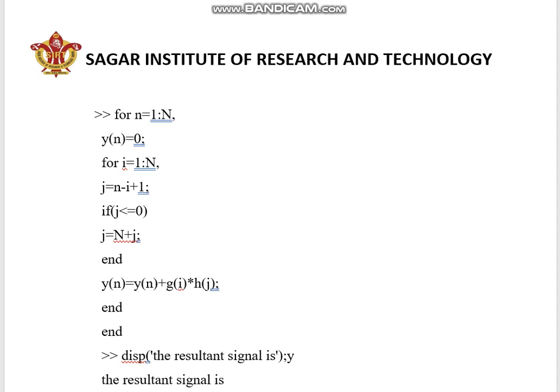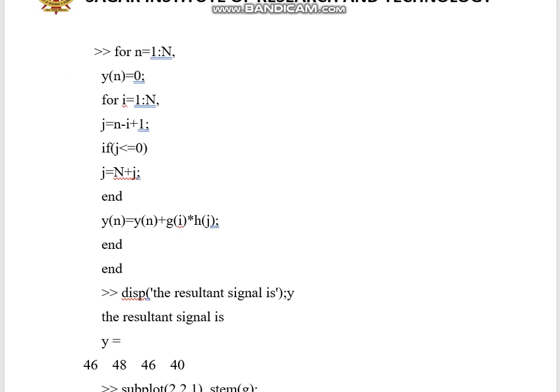Now for finding the circular convolution, according to the formula we have written the code. Say for n is equal to 1 to N. In Matlab we will start the first sample from n is equal to 1. Now in this case we will see that small n is equal to 1. Now for i is equal to 1 to N, that means i will have values from 1 to N. Capital N is having value 4. So i will have values 1, 2 till 4. So first I will take say i is equal to 1.